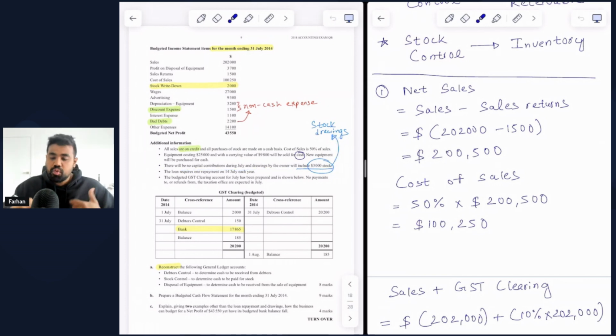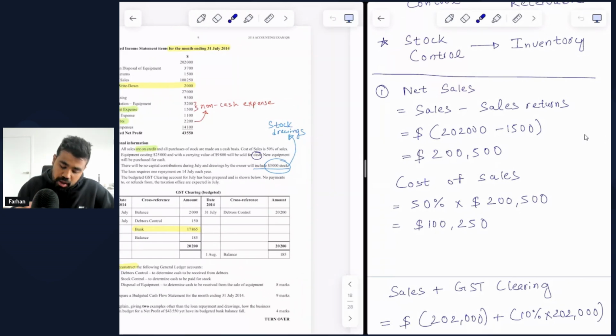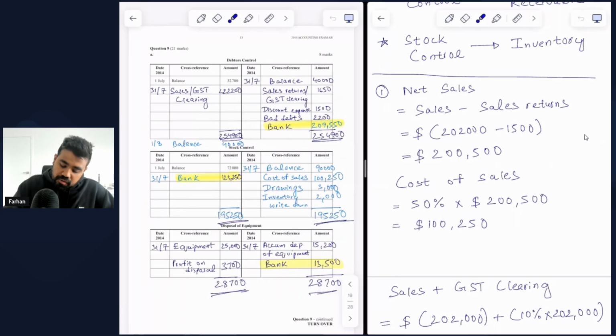So when inventory is withdrawn for private use, this obviously needs to be reflected within the business account for inventory. And what's happening within the business account for inventory? Assets are going down because of this private withdrawal. So when assets go down, we credit them, and that is why you can see drawings on the credit side of the inventory account of $3,000. So that's all we got.